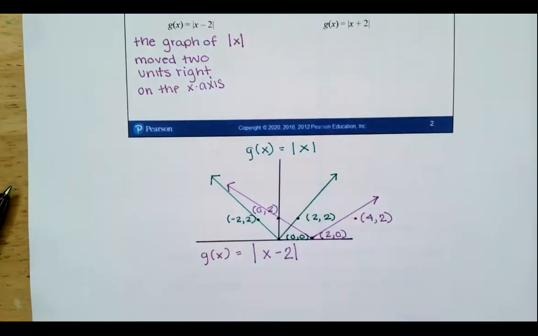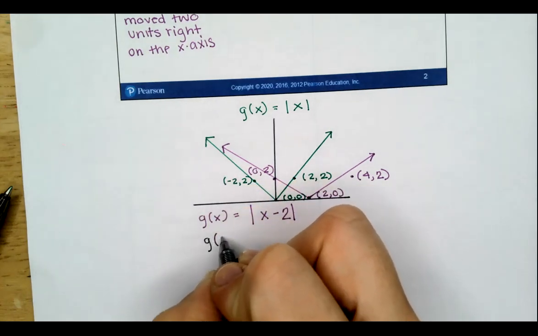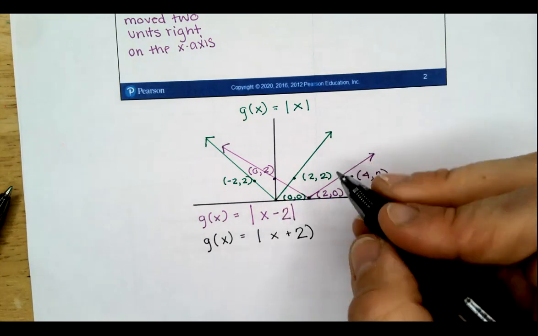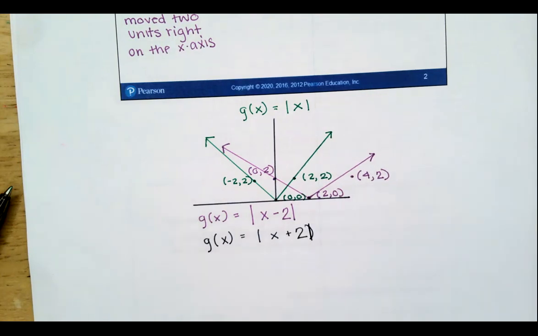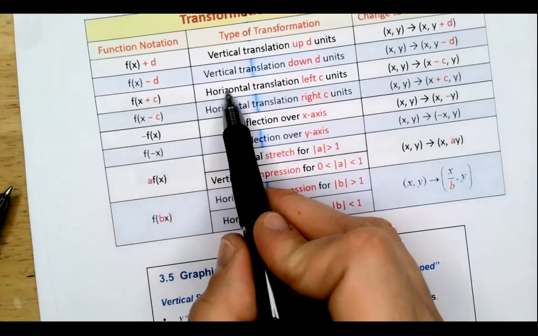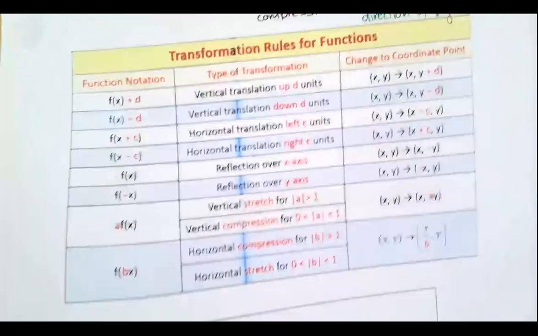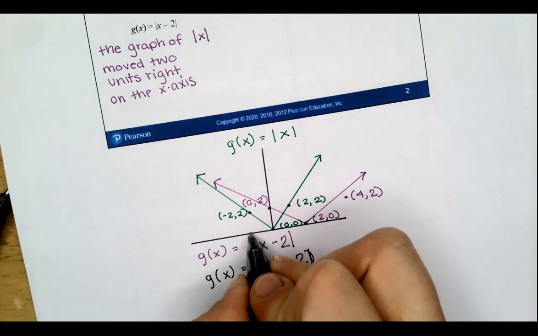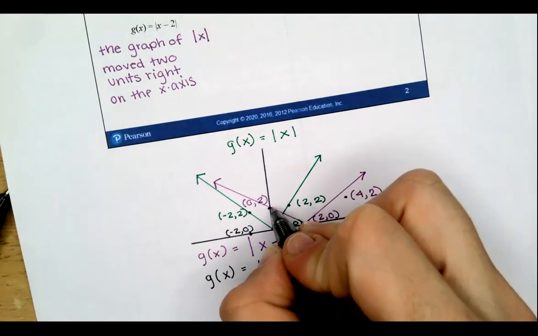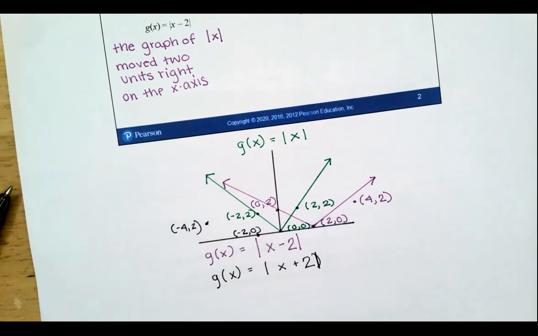Good. All right, let's do x plus 2. Our next one is g of x equals the absolute value of x plus 2. So again, we're going to take that parent function, and now we have x plus c. We're going to do a horizontal translation left c units, or left 2 units. So that c is going to be subtracted from x. So instead of 0, 0, we are going to have -2, 0. Instead of 2, 2, we're going to have 0, 2. And instead of -2, 2, we're going to have -4, 2. Okay.